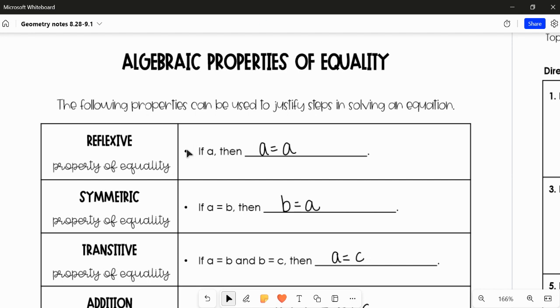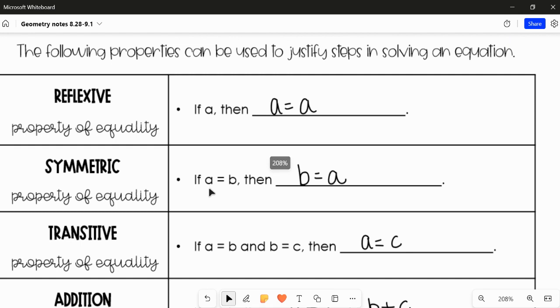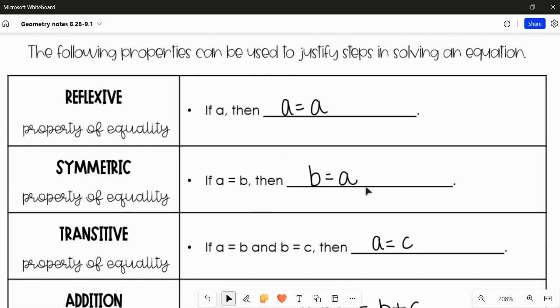All right, starting at the top, we got the reflexive property of equality. That lets you know if A, then A equals A. So something is always equal to itself. That is just something we know for a while. Now, next one we got is symmetric property of equality. If A equals B, then B equals A. Basically, whichever way you have your equation, you can flip it around and it'll still be the same. Just make sure that you keep up with your signs.